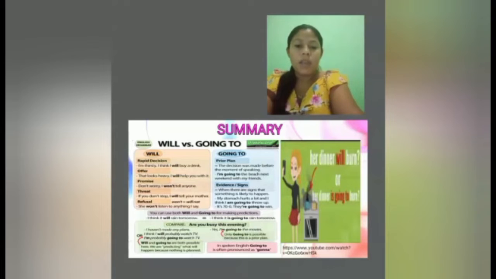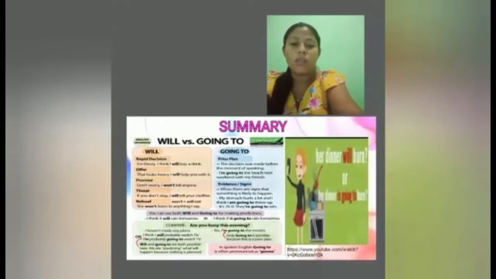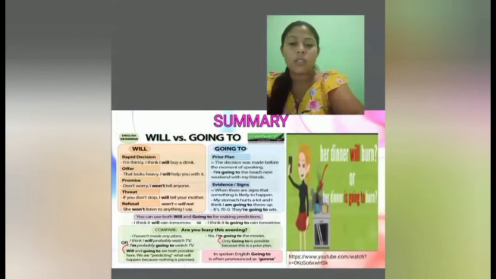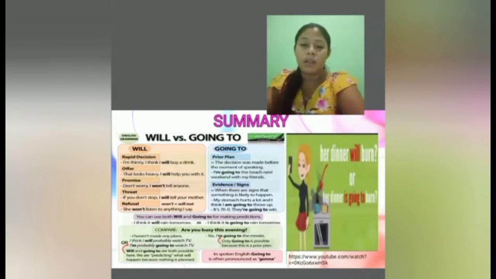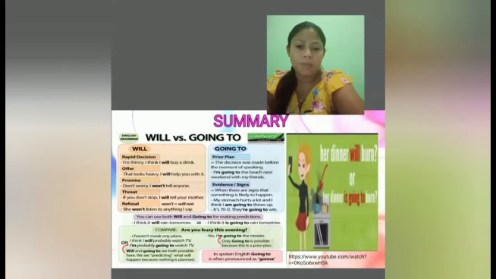In summary, as my partner Enelda talked about, we use will. Will is used for rapid decisions. For example, I'm thirsty, I think I will buy a drink. Her rapid decision is that because she's feeling thirsty, I will buy a drink. Offer: those look heavy, I will help you with it. He's offering his help.